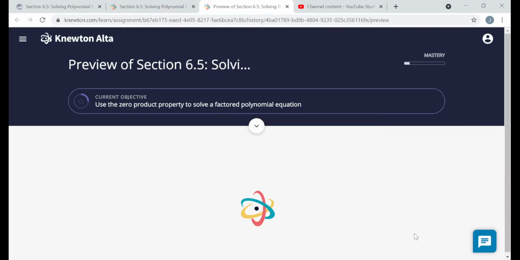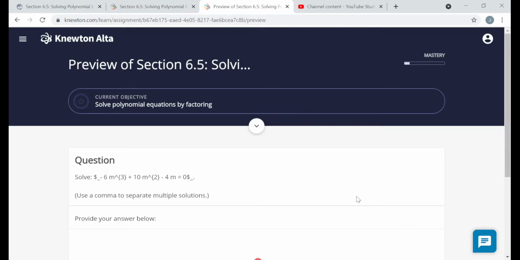Next question is on the other objective. Solve polynomial equations by factoring. So I already told you what we want. We want a completely factored polynomial on one side of the equal sign, and then 0 on the other side, which I don't have yet. Now in this equation, 0 is already on the other side. That's great. So I just need to factor this polynomial over here completely, which I'll write out and do.